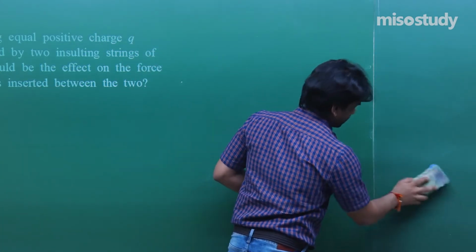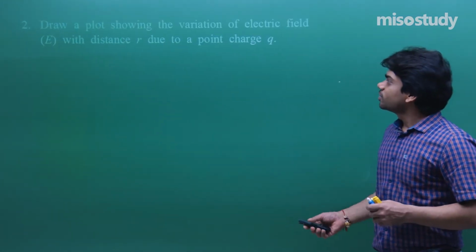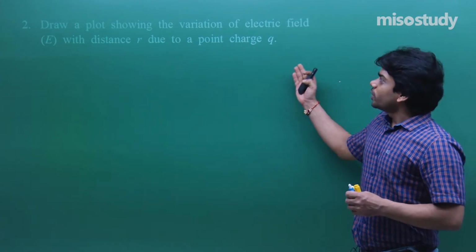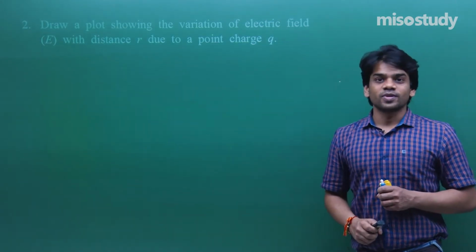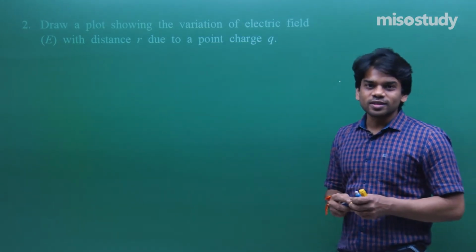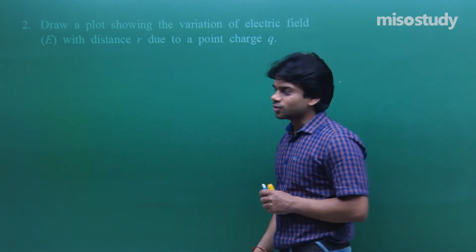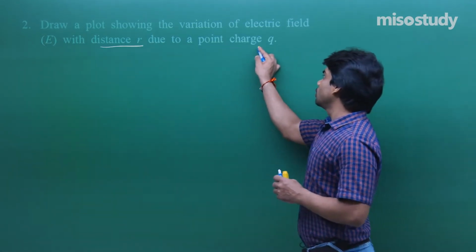Let's go ahead with the next question of the class. And the next question we have: draw a plot showing the variation of electric field with distance r due to a point charge q. Very simple, it's a 1 mark question again, and very simple to draw this variation of electric field due to a point charge q. First of all, distance r, point charge q.